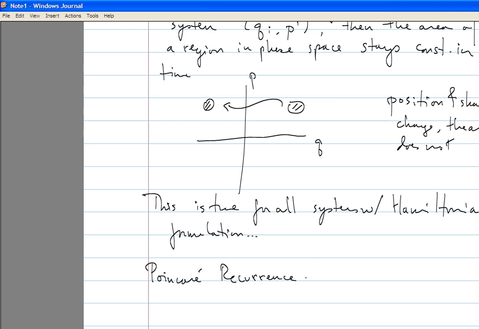Yes? Continuous evolution. For mechanical systems, we always describe things in terms of continuous evolution.